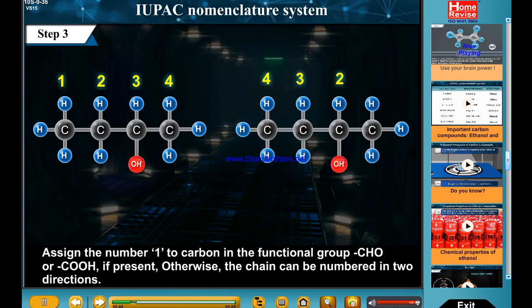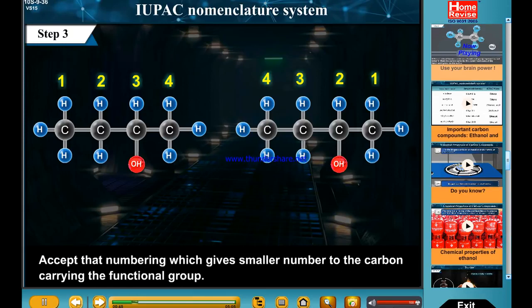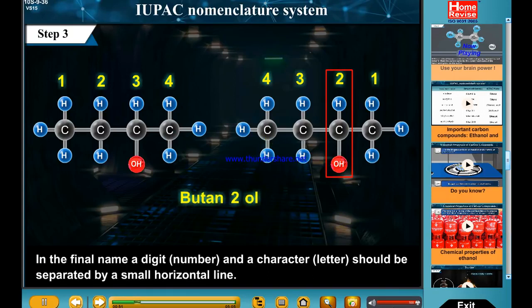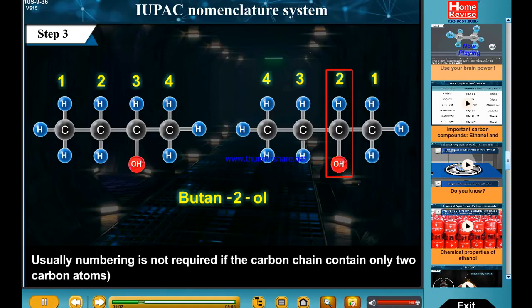Otherwise, the chain can be numbered in two directions. Accept that numbering which gives the smaller number to the carbon carrying the functional group. In the final name, a digit, that is a number, and a character, that is a letter, should be separated by a small horizontal line. Usually, numbering is not required if the carbon chain contains only 2 carbon atoms.